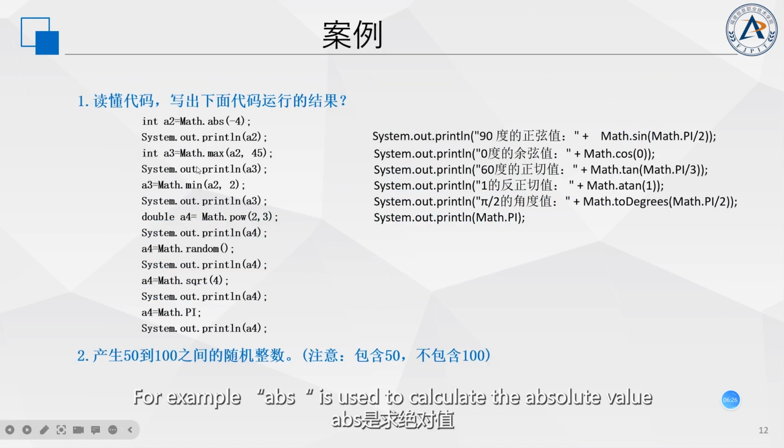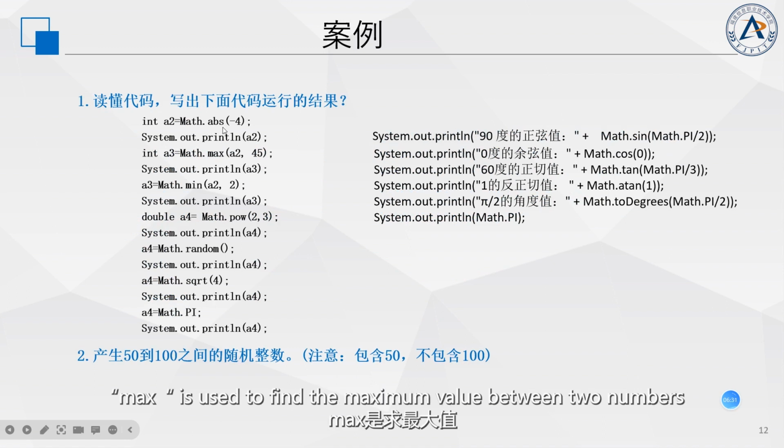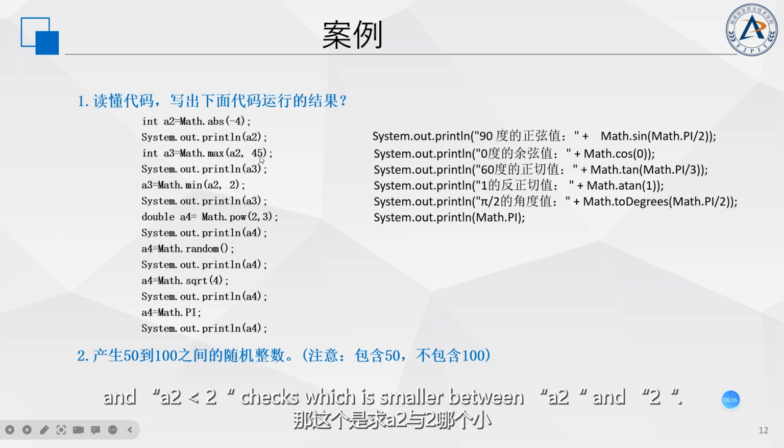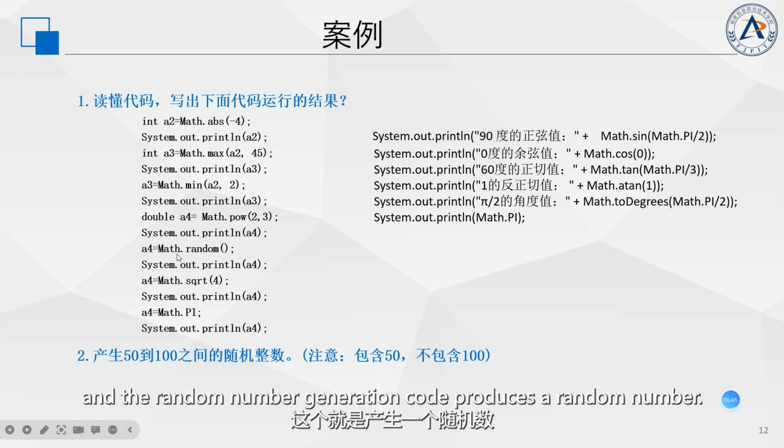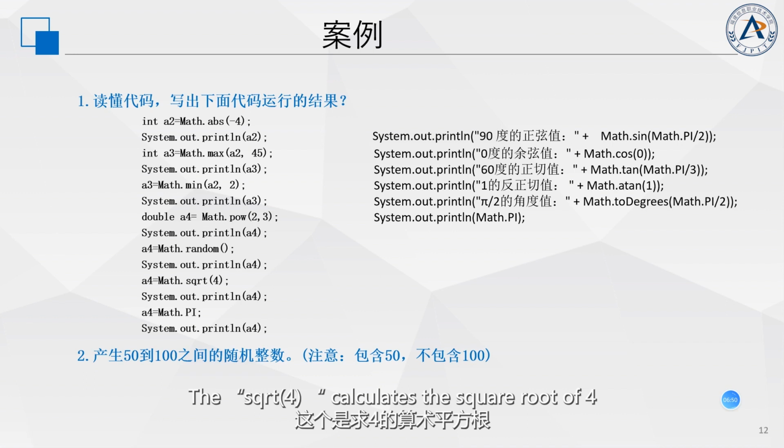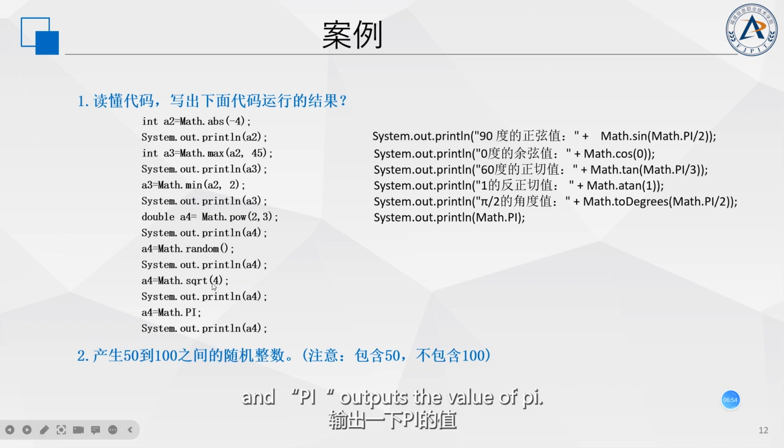For example, abs is used to calculate the absolute value. Max is used to find the maximum value between two numbers, and min checks which is smaller between a and 2. The code 2 to the power of 3 calculates 2 to the power of 3, and the random number generation code produces a random number. The sqrt of 4 calculates the square root of 4, and pi outputs the value of pi. Based on the analysis above, reading this code is very simple.